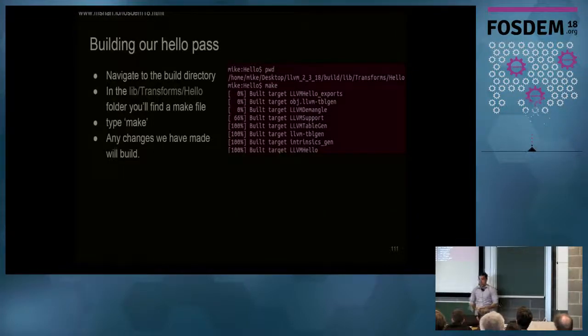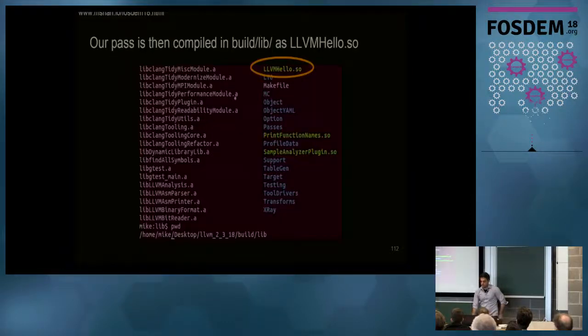So let's build our hello pass. How you do this, you navigate to the lib/Transforms directory. Within your build directory, there's a makefile. If you follow the instructions that are found, you type make, and it'll build for you. Okay, it'll build a library. So this is our pass as it's built. It's in our lib folder in the build directory. I see it way up there, LLVMHello.so. Okay, so that's a library there.